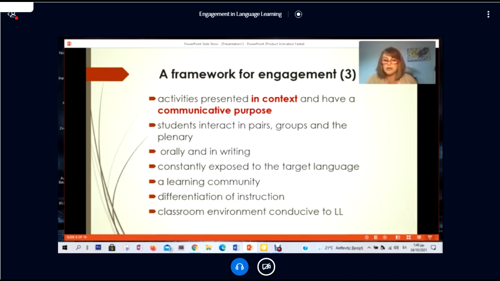The activities are presented in context and have a communicative purpose. The students interact in pairs, groups, and the plenary, orally and in writing, and are constantly exposed to the target language. The classroom becomes a community where students learn through collaboration and exchange. However, the teacher needs to consider that each student moves at different rates and has different needs and motivations for language learning. This is why differentiation of instruction is considered significant if we are to engage our students in what we want them to learn.